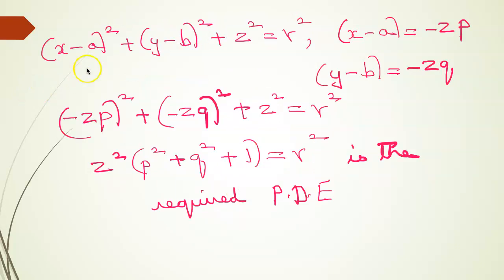So coming back to our original equation, (x minus a) whole squared plus (y minus b) whole squared plus z squared equal to r squared. Substitute x minus a as minus zp, y minus b as minus zq here. So you get (minus zp) whole squared plus (minus zq) whole squared plus z squared equal to r squared, or z squared into (p squared plus q squared plus 1) equal to r squared, taking out z squared. This is the required partial differential equation.